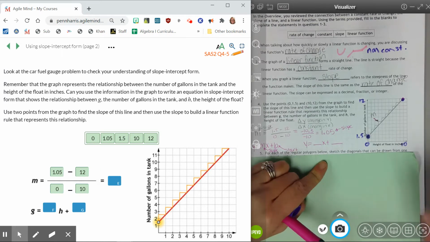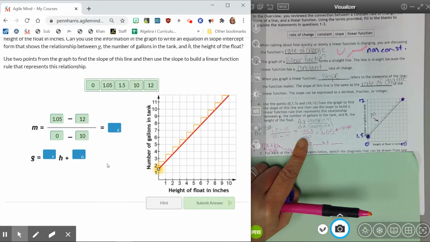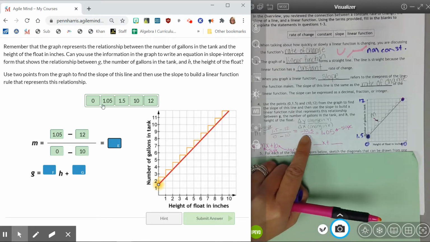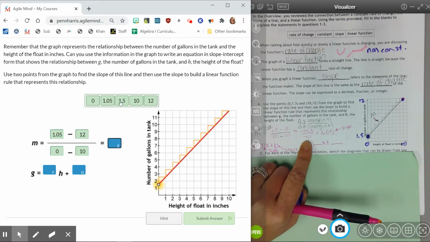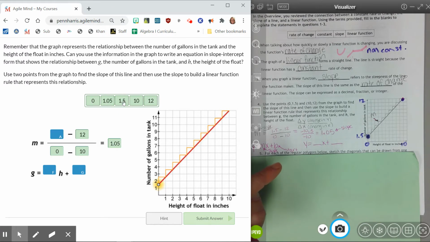Okay, and when we plug that in, negative 10.5 divided by negative 10 equals a positive 1.05. Let me actually change that. I had the wrong point there.